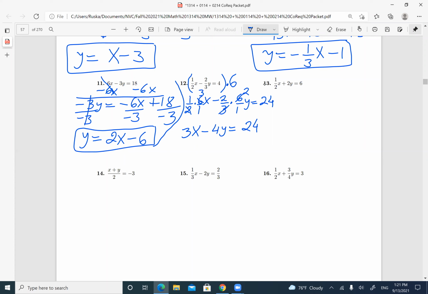And then from here, we're just going to subtract 3x on both sides. And we're going to divide by -4. So we have -4y equals -3x plus 24. And everything divided by -4.